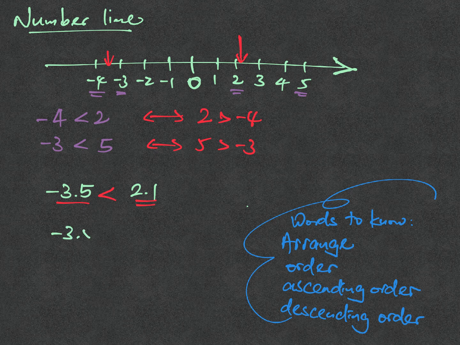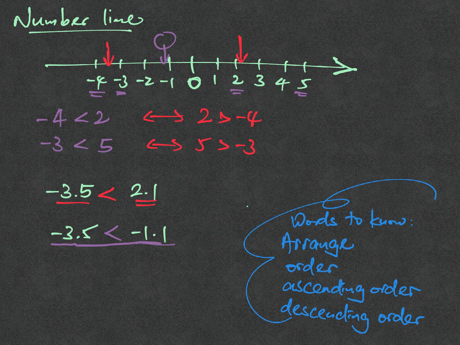Similarly, can you use 3 seconds to complete the following question? How about negative 3.5 and negative 1.1? 3 seconds this time. 1, 2, 3. First, we have already got negative 3.5. For negative 1.1, it should be a little bit smaller than negative 1, so this one is on the right-hand side. That means negative 1.1 should be greater than negative 3.5, or we write negative 3.5 is less than negative 1.1.